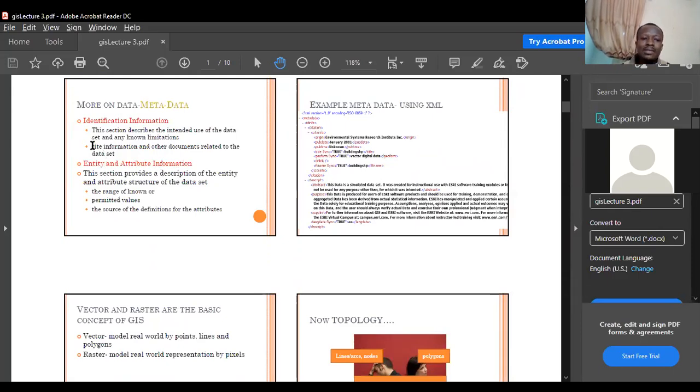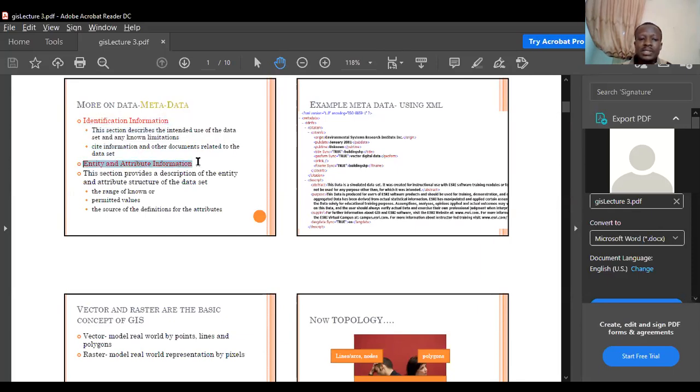So we should be able to have site information and other documents related to the data set as part of the identification information. In other words, if the data is coming from highways, we need to know that, okay, this is from the highway authority. So what does that do? It gives you some kind of trust. You can believe that, okay, if I use this data set, I know it's coming from the highway authority, I can trust it. All right, so that information is called the identification information.